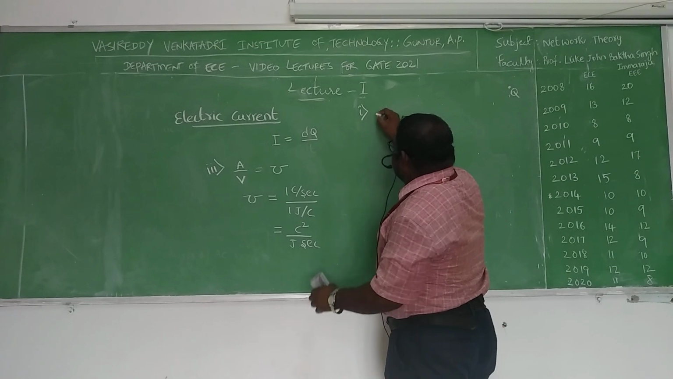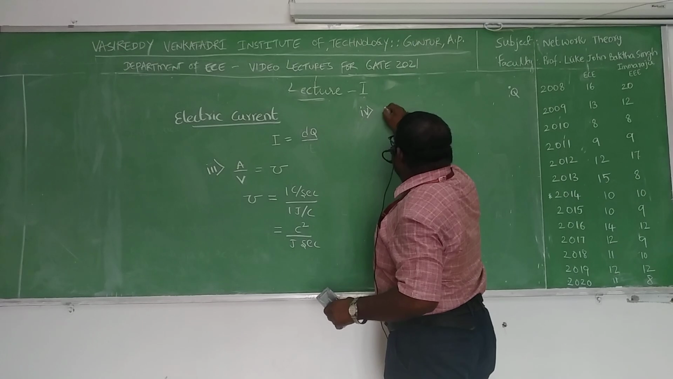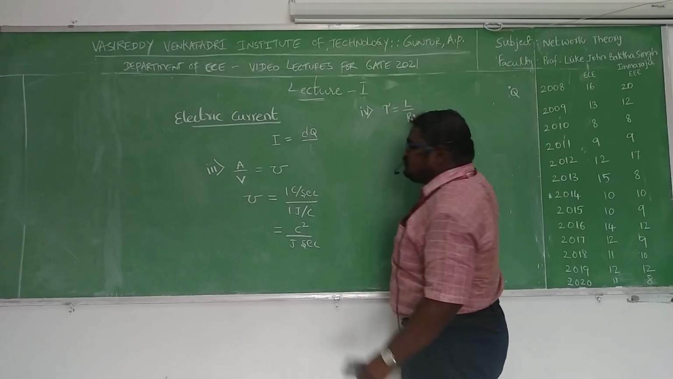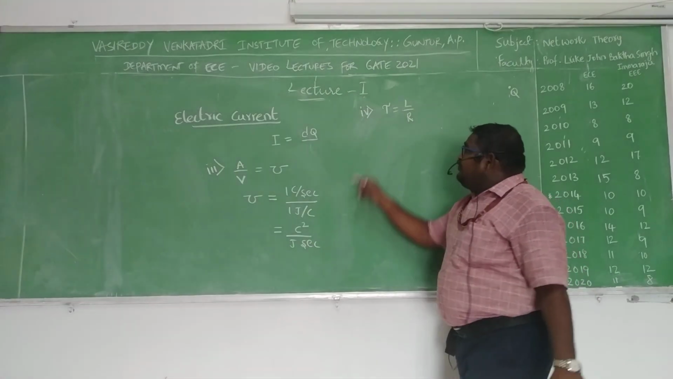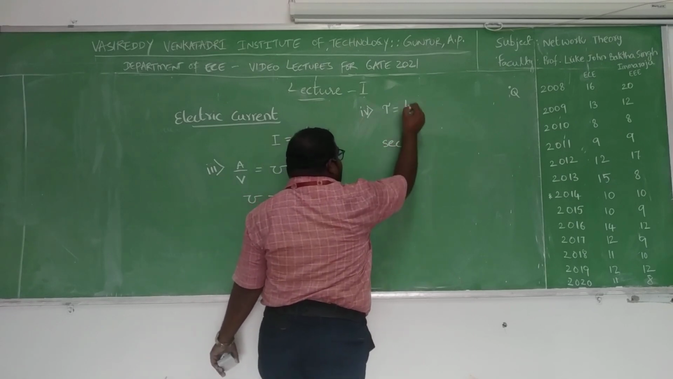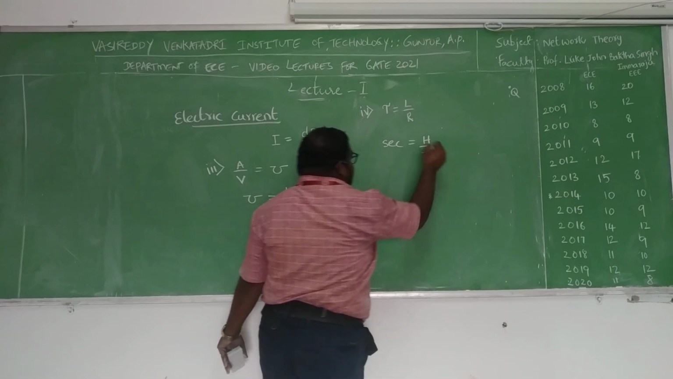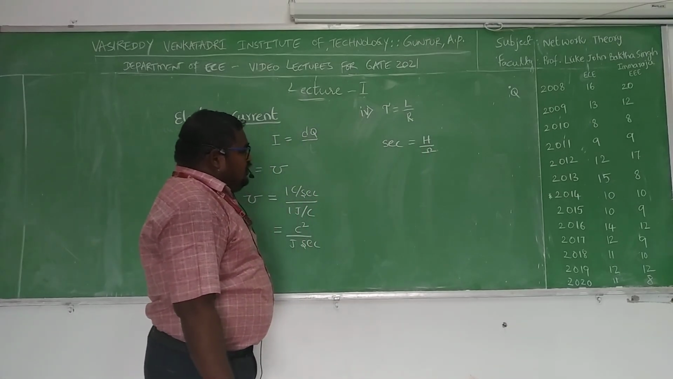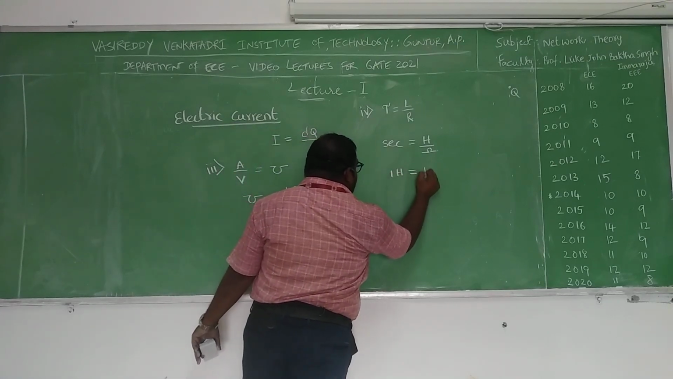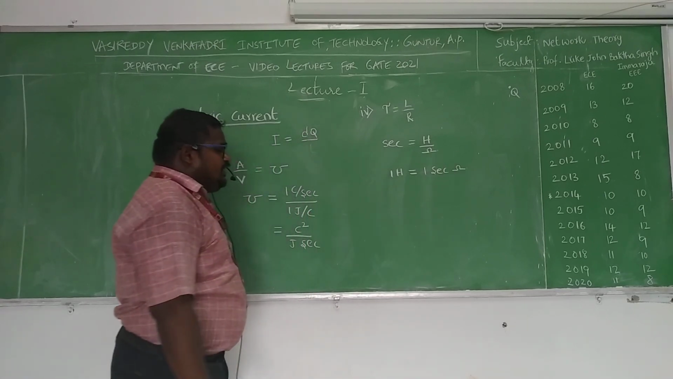Time constant for an RL circuit is tau is equal to L by R, where the unit of time constant is second, the unit of inductance is henries, and the unit of resistance is ohms. So then 1 henry is equal to 1 second ohm.